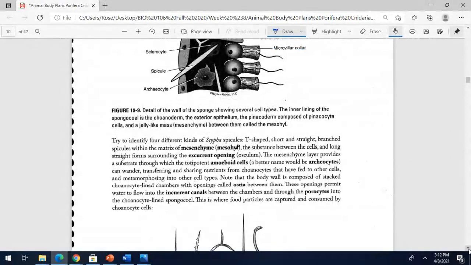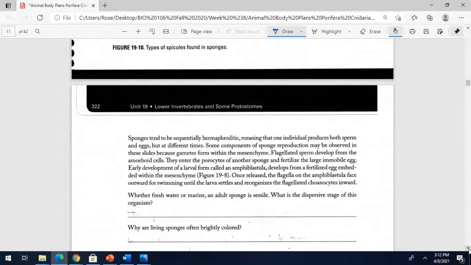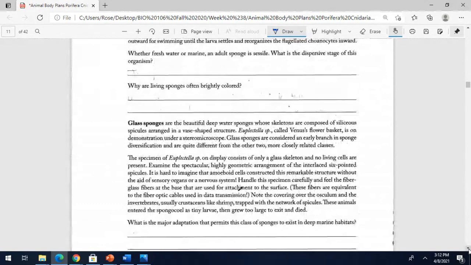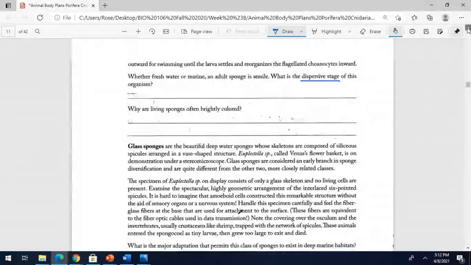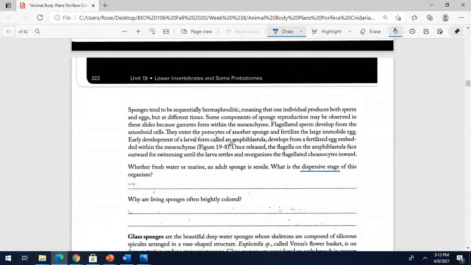So what is the dispersive stage of the sponge? It's only when it is in the larval stage, and that is called this thing here. You need to answer that. So here is where your answer is. Amphiblastula. If you guys don't answer that, I'll be very disappointed in you guys not doing your due diligence on reading. So the larval form is the only time that it is dispersive. So you need to read all the stuff. It's a lot of work, but this allows you to understand the work better. All right. So let's move on to the other slide.